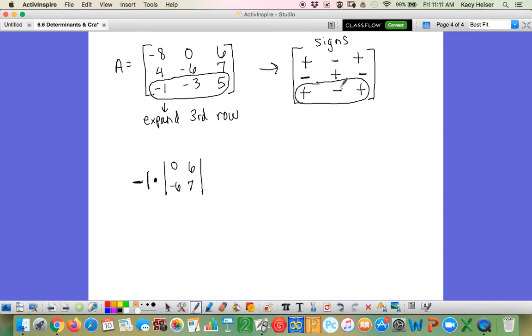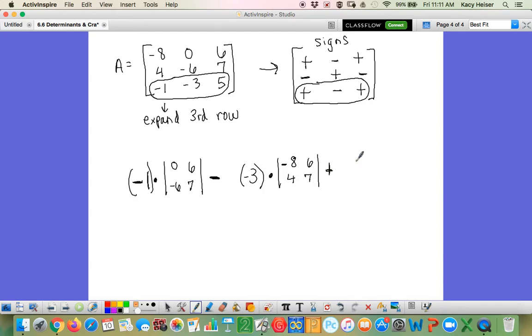This next one, this sign here is a negative, so I'm going to put a minus sign there. And then my number, the next number over in the row, which is -3, maybe I should put that in parentheses, times, and then there's going to be a matrix. Cross off the column and the row that -3 is in, and what numbers are left? -8, 6, 4, and 7.